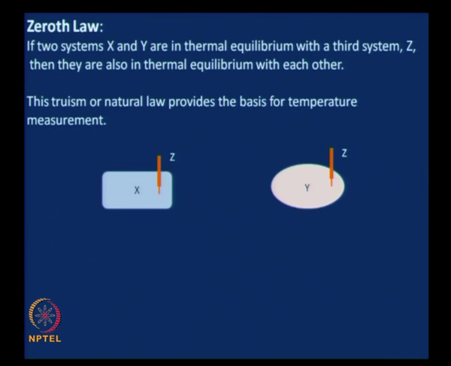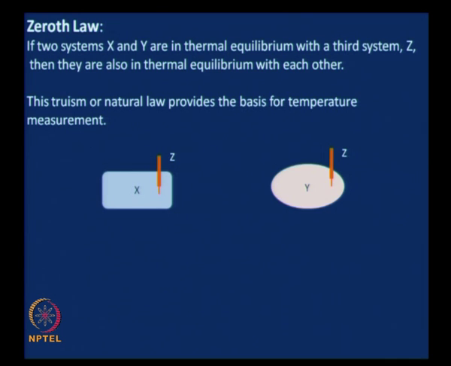Now let us look at the three laws that you would have already studied, the three laws of thermodynamics. The zeroth law first. The zeroth law states that if two systems, let us say X and Y, are in thermal equilibrium with a third system Z, then they are also in thermal equilibrium with each other. It is a very simple statement, and it is actually a truism. You really cannot go about proving it by other means.